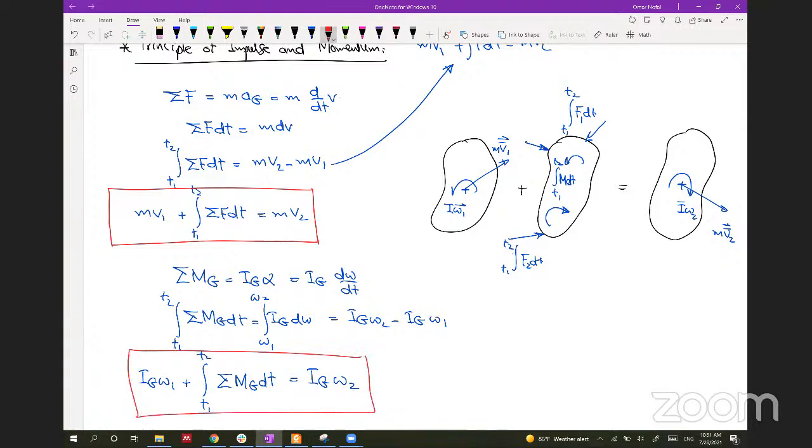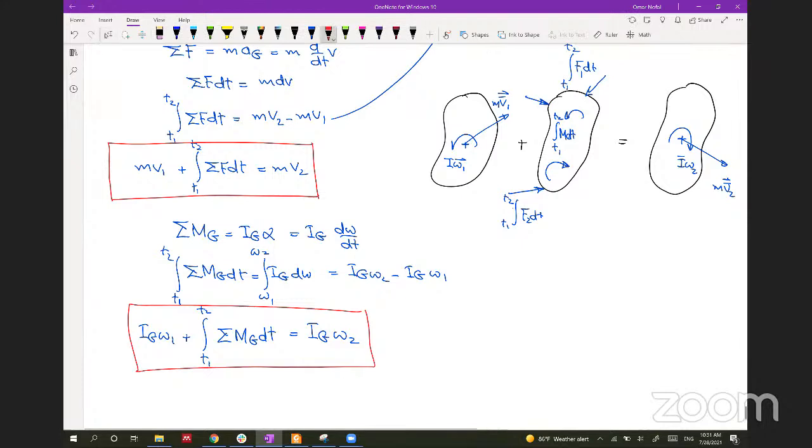So all these have impulses and momentum. The impulse is this term. This term is called linear impulse because it's force, and this is called angular impulse. Impulse is the term that has time, force with time, so impulse is the force acting over a certain small time interval. So these are the impulse terms. This is the linear momentum, and this is the angular momentum. So this is a linear equation, and this is angular.